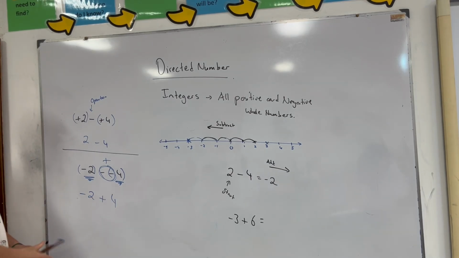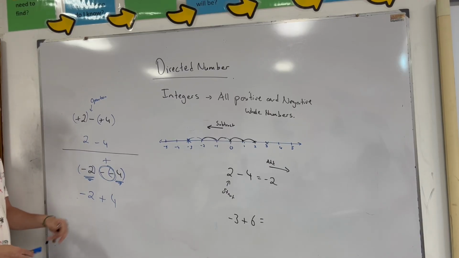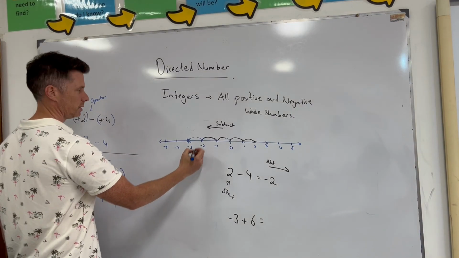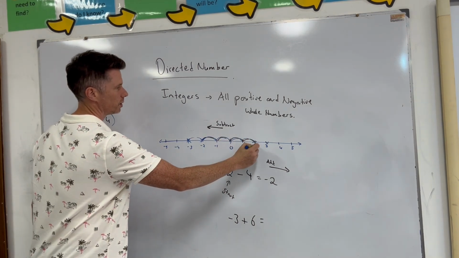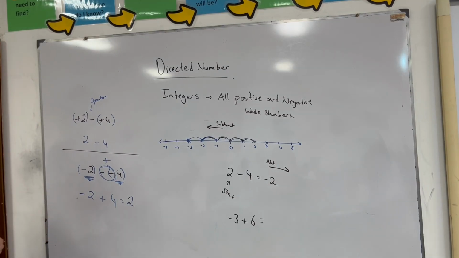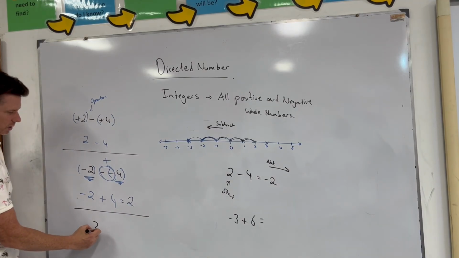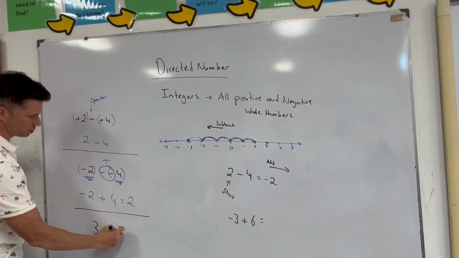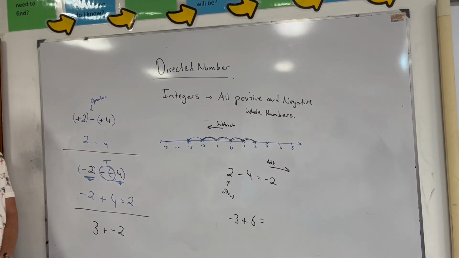And from here, I can go to my number line if I want to solve it. I start here with my first number, negative 2, and I add 4: 1, 2, 3, 4, and I end up with 2. What happens if I start at 3, and I add a minus 2? Start at 3, and I add a minus 2.